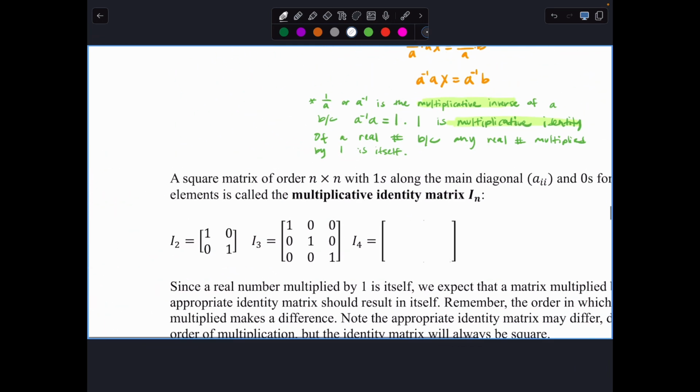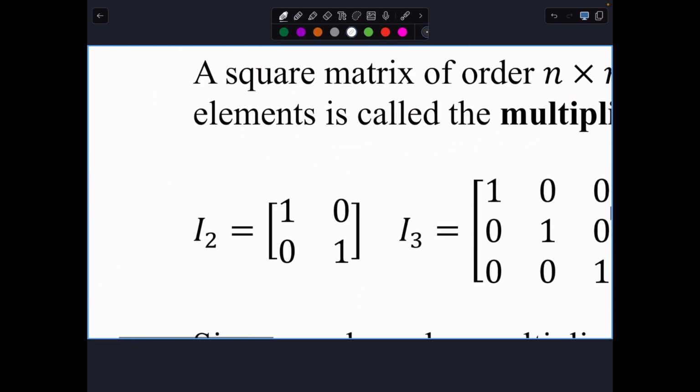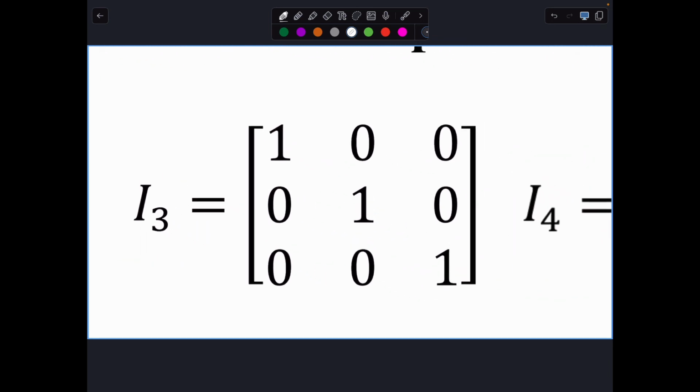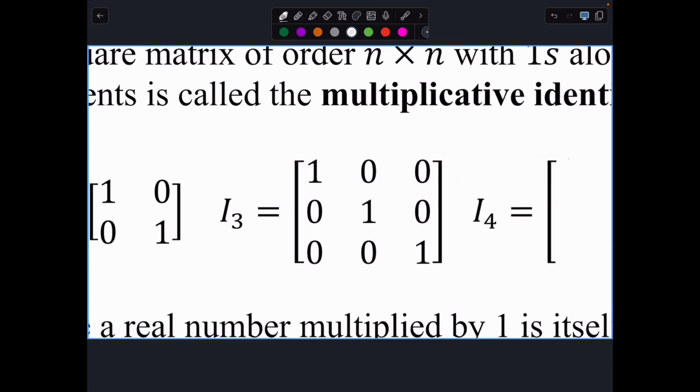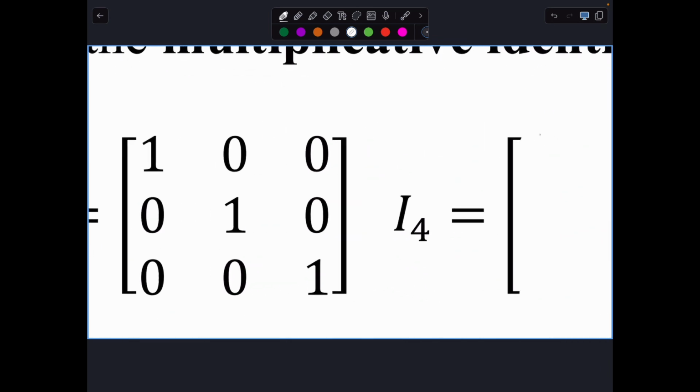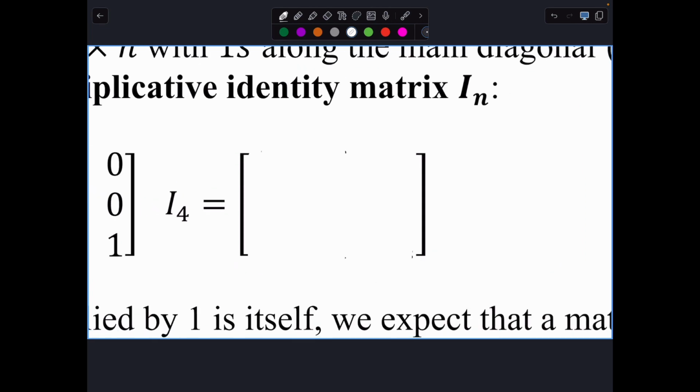Okay, so I sub 2 is the 2 by 2 identity matrix. I sub 3 is the 3 by 3. I sub 4 is the 4 by 4 and would be 1, 0, 0, 0, 0, 1, 0, 0, 0, 0, 1, 0, 0, 0, 0, 1.